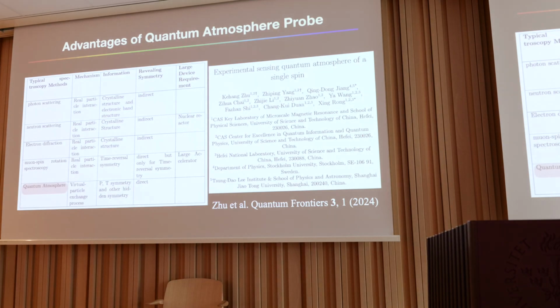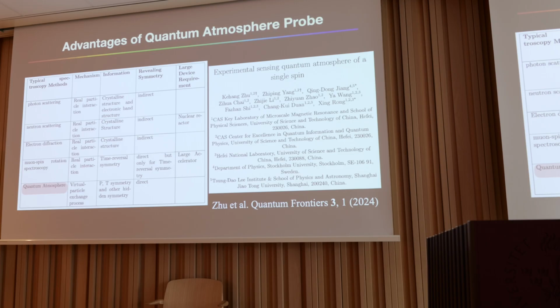So this experiment paper is not the experiment that verifies our original proposal, but it's a proof-of-principle experiment showing that they can detect quantum fluctuations of spins. They say that our quantum atmosphere probe is different from all the previous ones, where you shoot a real particle into materials to detect it. Here we do not shoot particles into materials. We're using the quantum fluctuations. It's a two-particle process, so this has an advantage compared to previous ones.